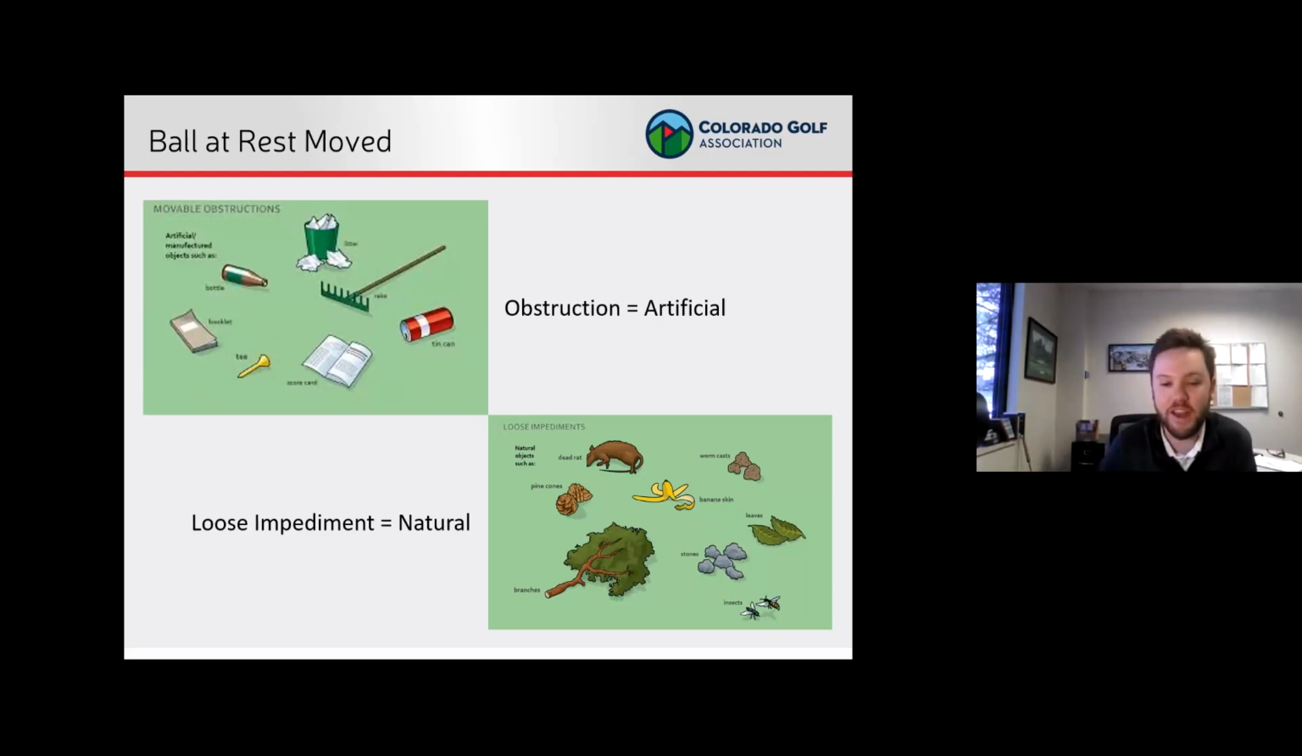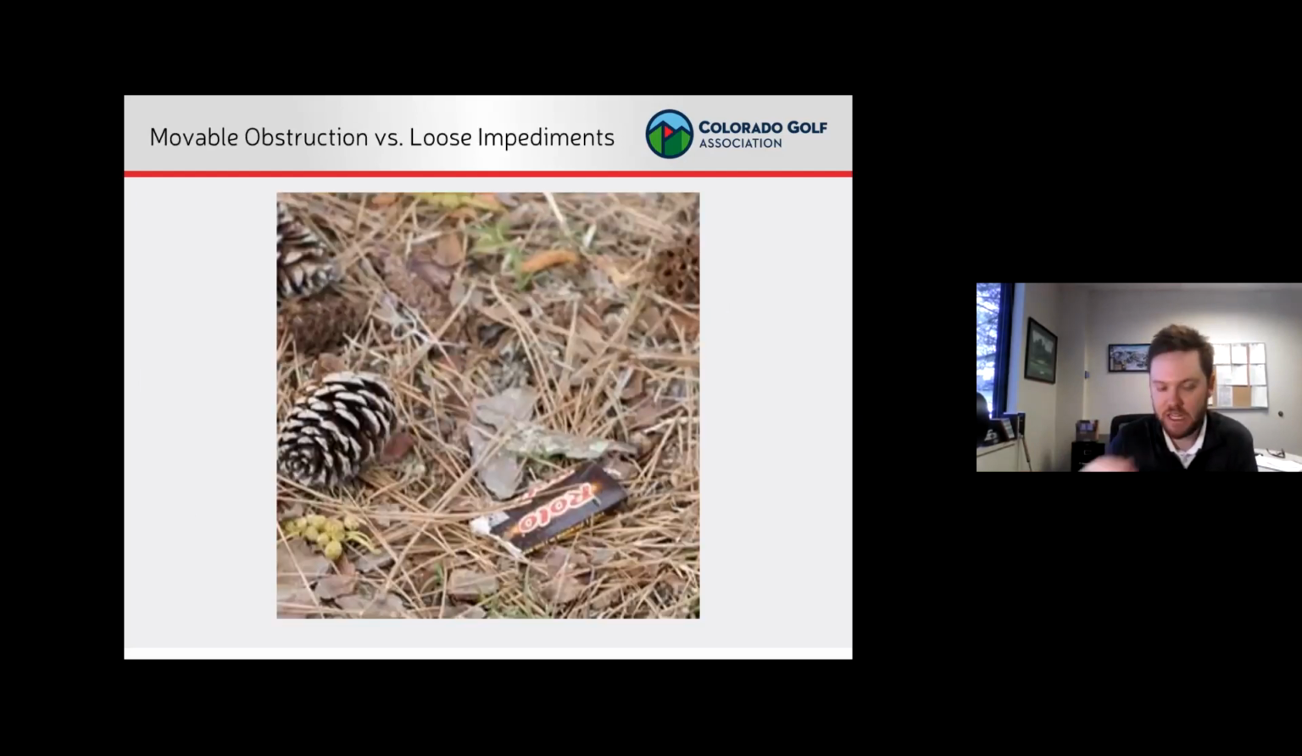So it's very important to know that, and we see that by this picture here, kind of an innocuous looking situation. Let's say your ball is right there in the middle, got a Rolo candy wrapper. Okay, that's artificial. That's a movable obstruction. So if I move that and my ball moves, no penalty, put the ball back. Totally fine. That's a pine cone. That's natural. If I move that, my ball moves, I'm going to be penalized a stroke, and I have to put the ball back. So two very different situations, even though they're really close together. Again, one is natural, one is not natural. They're treated very differently with the rules, but it's important to know, okay, this is 15.2 and this is 15.1.